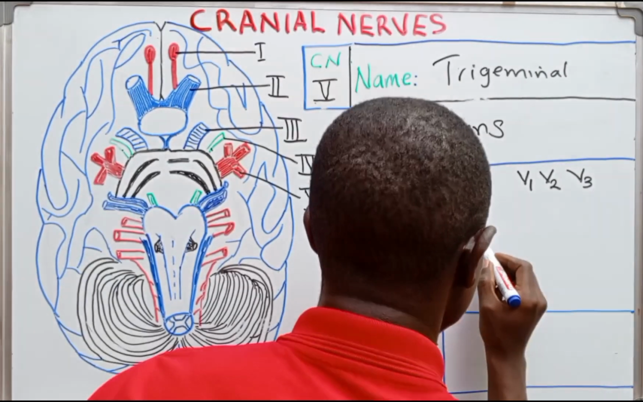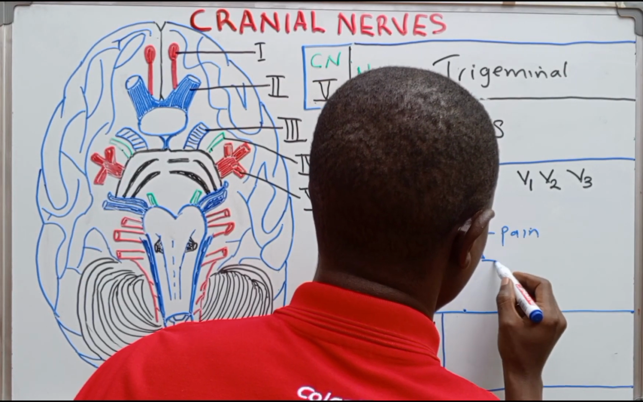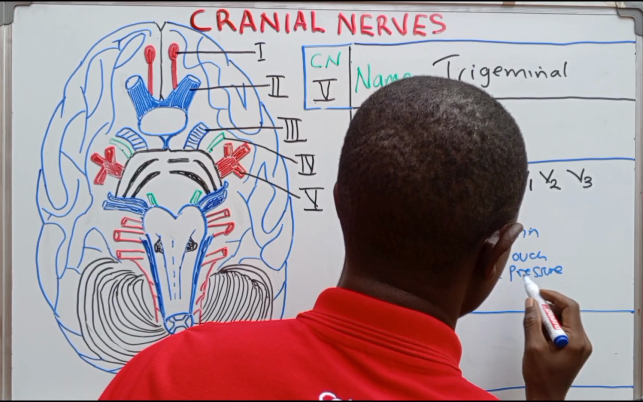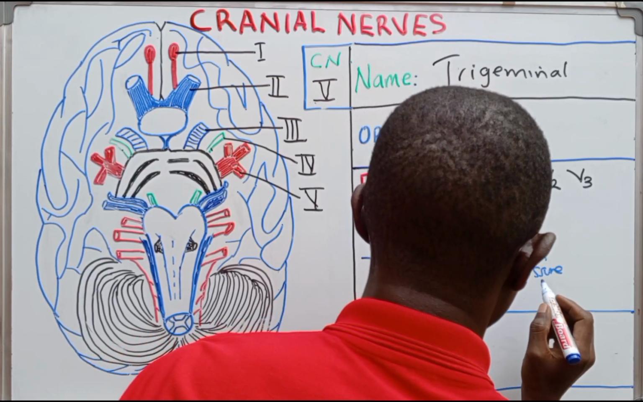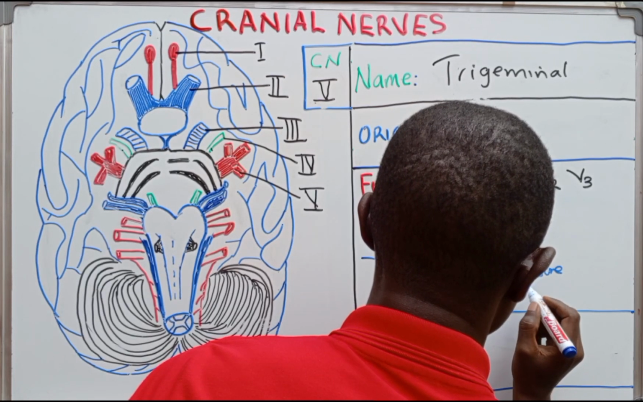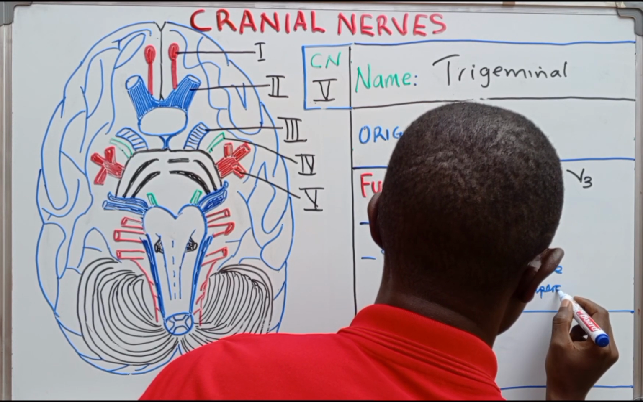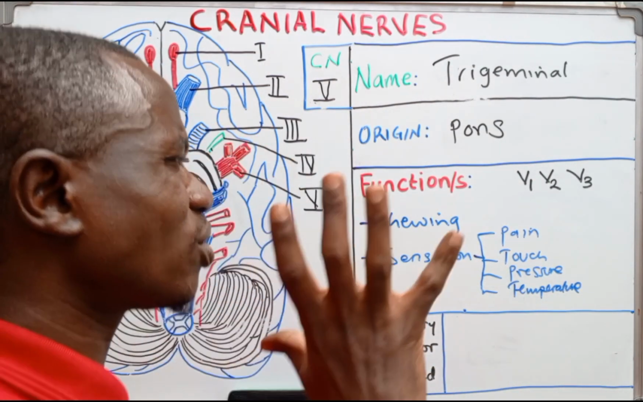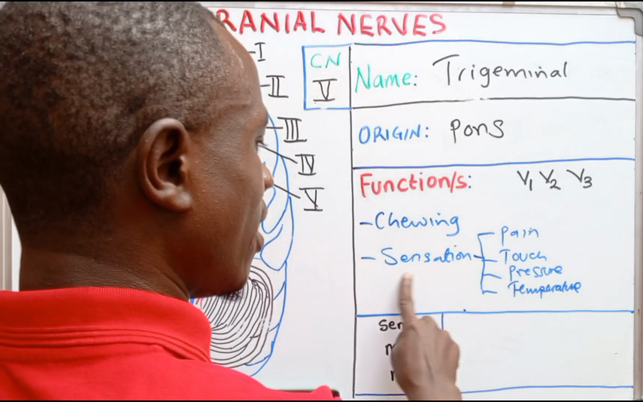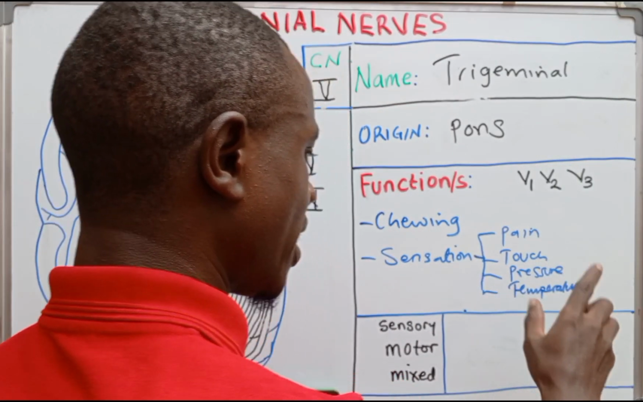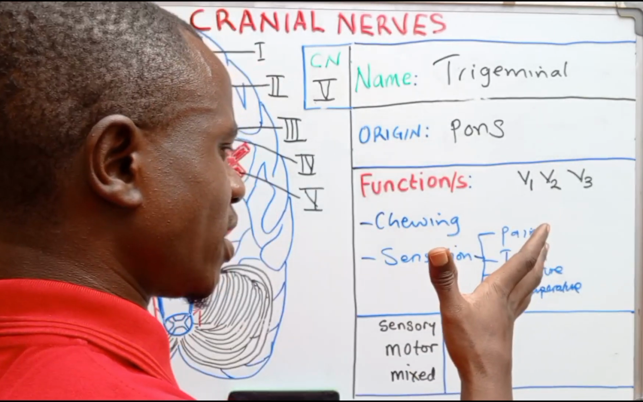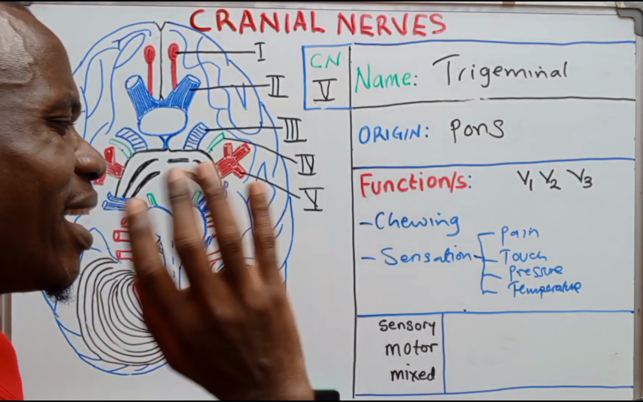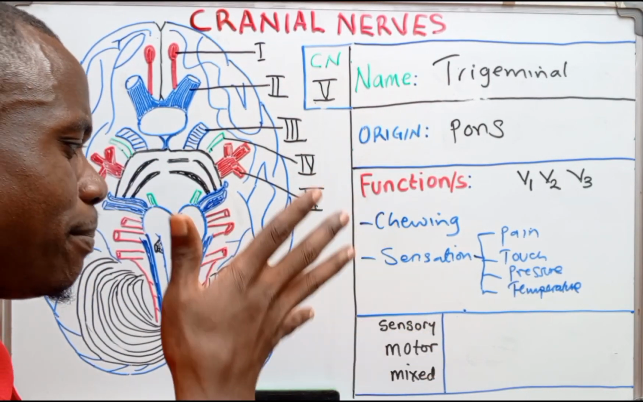And these sensations are going to be pain, touch, pressure, and then also the fourth sensation, which is temperature. So the fact that this cranial nerve is serving a lot of areas means you are going to have sensations like pain, touch, pressure, and temperature coming from those areas, and then fed into the central nervous system for a corrective response to be made. It has a lot of nuclei residing in different parts of the brainstem.